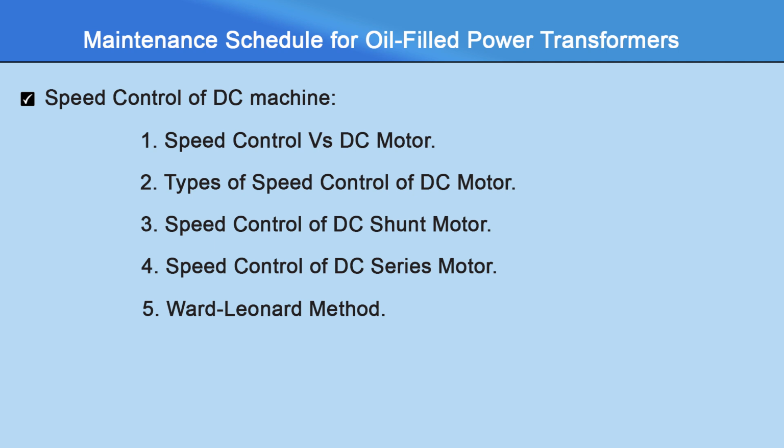The speed control versus DC motor. First we will discuss whether speed control of the DC motor is suitable or not. Then we will discuss the types of speed control of DC motor. After that we will discuss the speed control of DC shunt motor, then speed control of DC series motor, and in the end we will discuss the Ward-Leonard method of speed control.